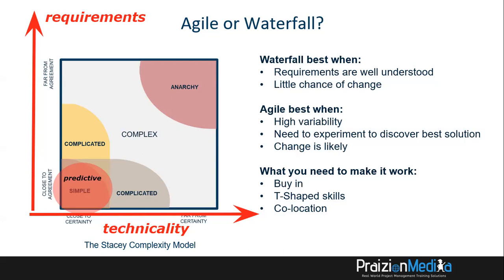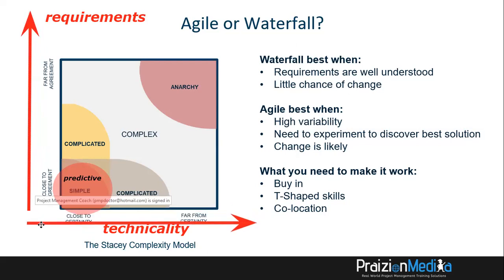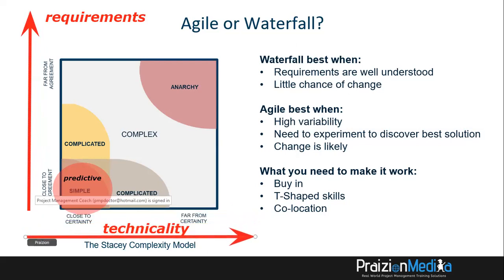All right, so now you understand that. Let's take a look at what happens if you begin to move into further from agreement and further from certainty. Let's take a look at that and think about it for a second. As you begin to move in that direction, further away from certainty, you are going to be moving into the middle of the chart over here. And this means your project is more complex.